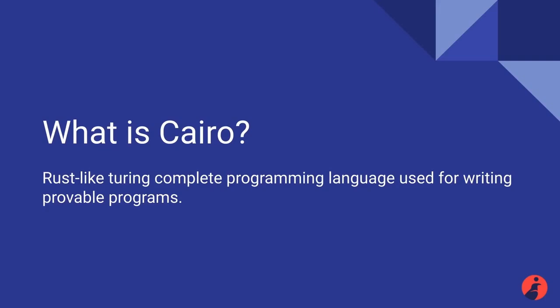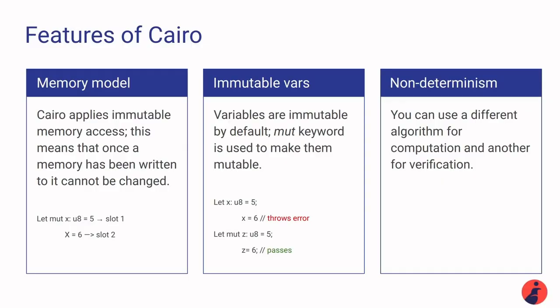So look at the features of Cairo language. First, Cairo applies immutable memory access. This means that once any value has been saved to memory, that particular memory slot cannot be altered again. So it cannot be reassigned to another value.